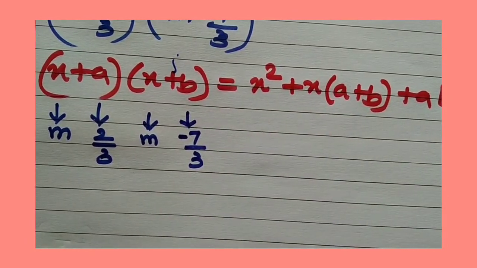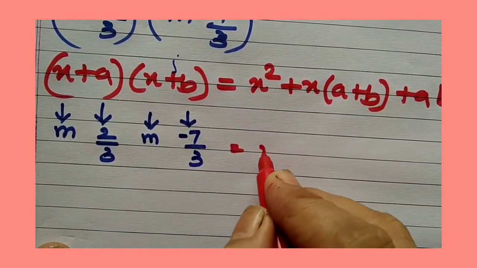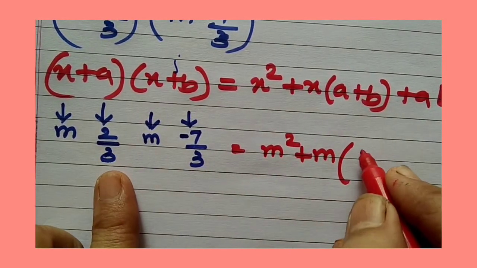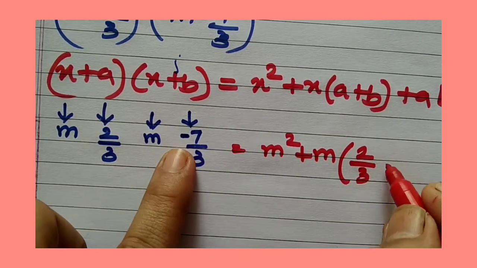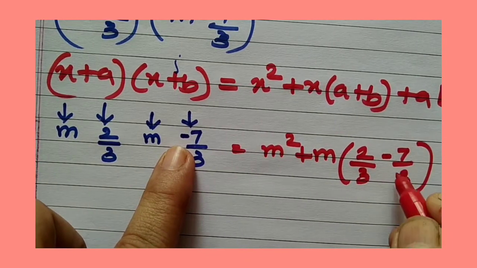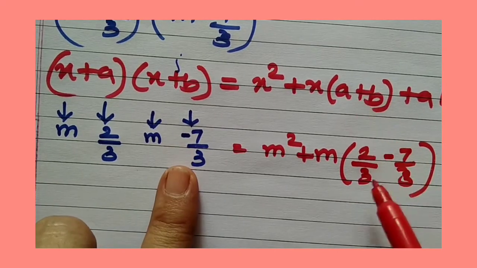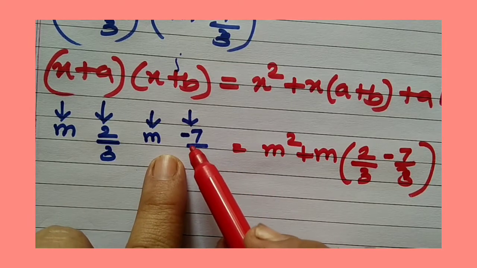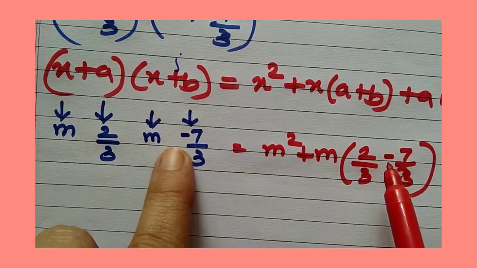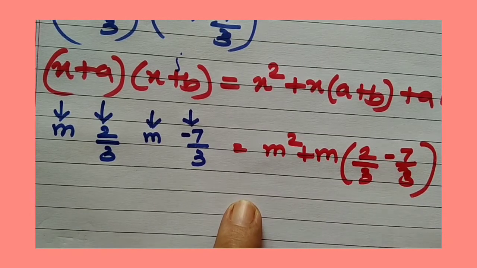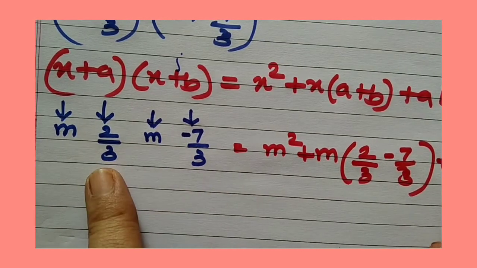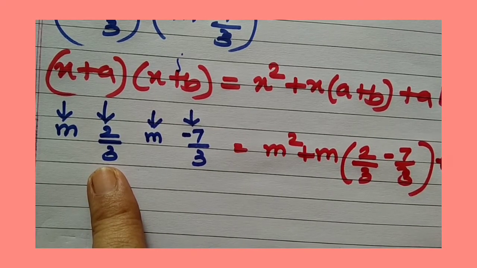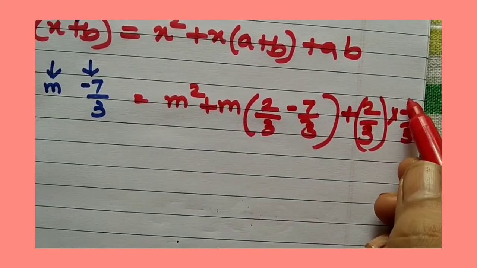First is x square. What is x here? m square plus m into a plus b, 2 upon 3 minus 7 upon 3. Now you will ask me why it is plus, why we are writing minus. Because the sign of this b, this number, is minus. If it was plus, then we would have written plus here. But because its sign is minus, we have to write the sign. Plus 2 upon 3 multiplied by minus 7 upon 3.